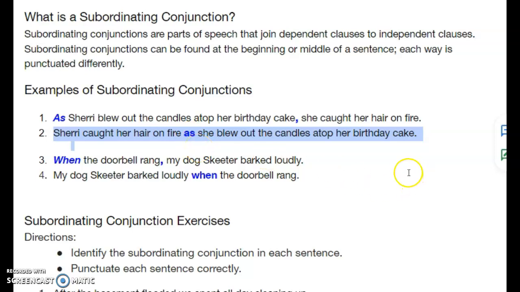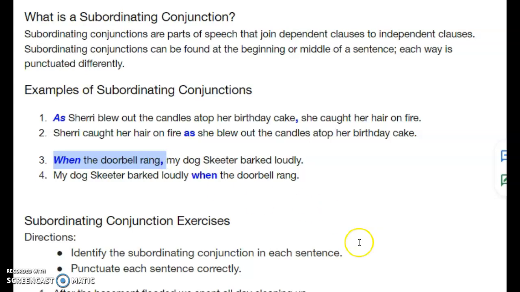All right, I know that seems like a lot of explanation and a lot of words, and it might feel confusing, but I think when you look at examples, it gets much more clear. All right, let's look at another example of the same thing. So, when the doorbell rang, my dog Skeeter barked loudly. So here we have our subordinating conjunction when, and we have the comma after that first clause. When the doorbell rang, comma, my dog Skeeter barked loudly.